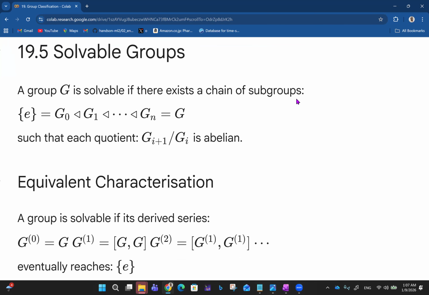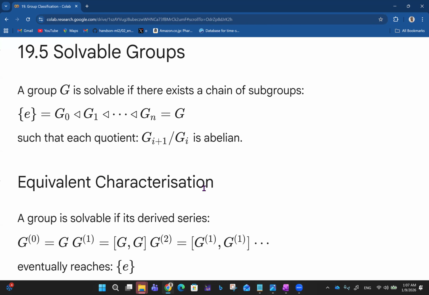So if you can have a chain of subgroups from a group, then you can say it is solvable. So imagine the identity being equal to G0, which is a normal subgroup of G1. G1 is a normal subgroup of G2, and so on, all the way to Gn-1 being a normal subgroup of Gn, and all of that is also equal to G. So the identity is equal to G0, sort of, such that the quotient Gi+1 over Gi is abelian. So that's when you say a group is solvable.